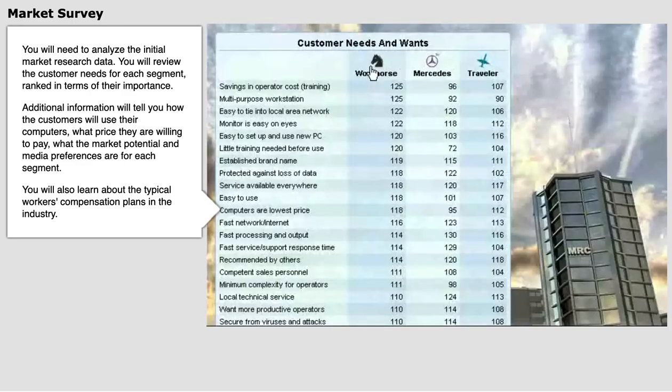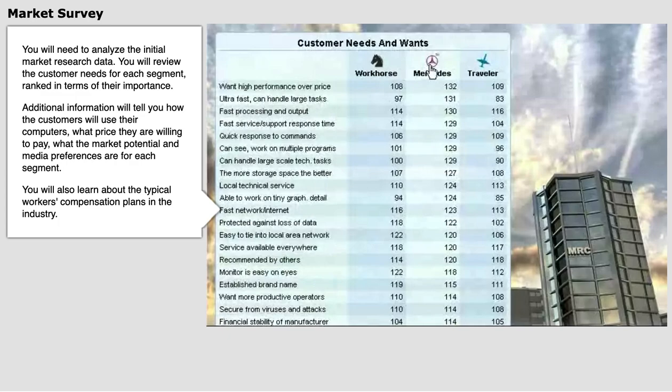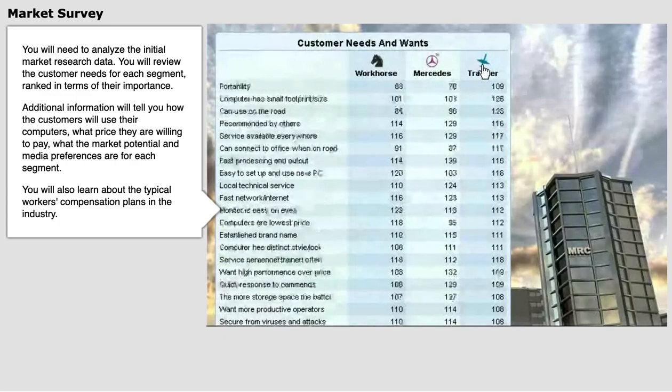You will need to analyze the initial market research data. You will review the customer needs for each segment ranked in terms of their importance. Additional information will tell you how the customers will use their computers, what price they are willing to pay, and what the market potential and media preferences are for each segment. You will also learn about the typical workers' compensation plans in the industry.